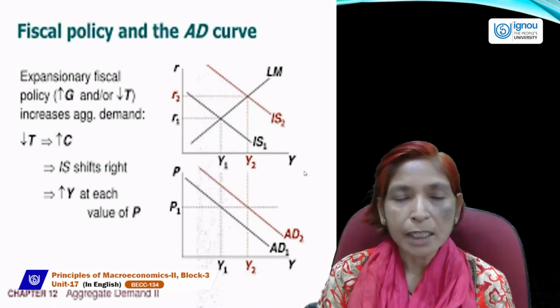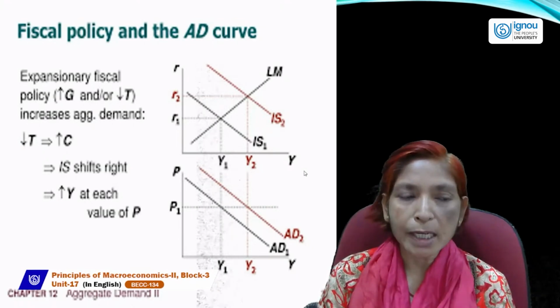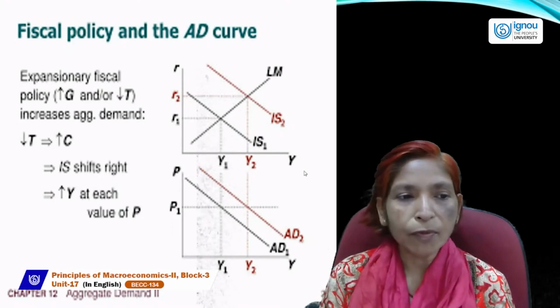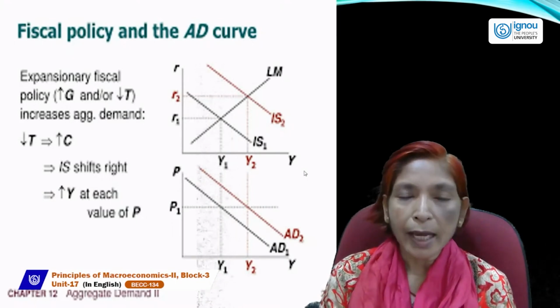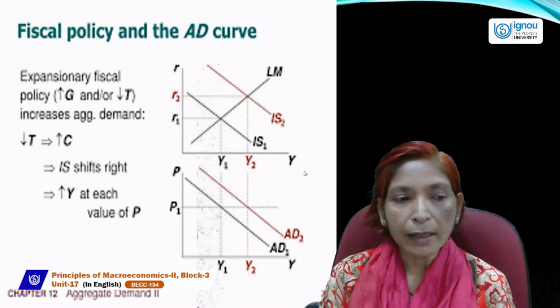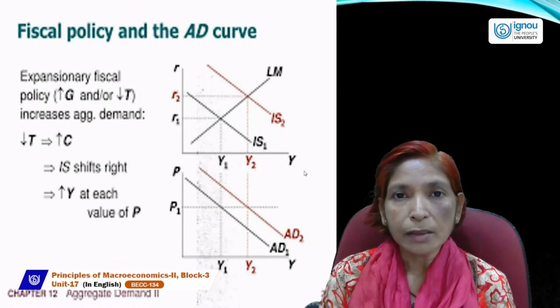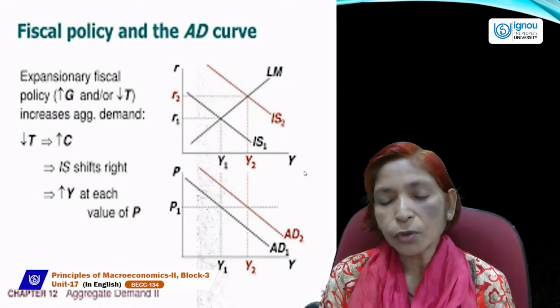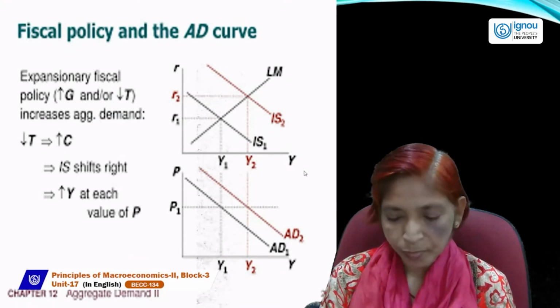So here, the government has followed expansionary fiscal policy. That's why government expenditure increases and the tax rate falls. That's why aggregate demand will increase, and this increase in aggregate demand we can show with the help of shifting the AD curve to the right hand side.